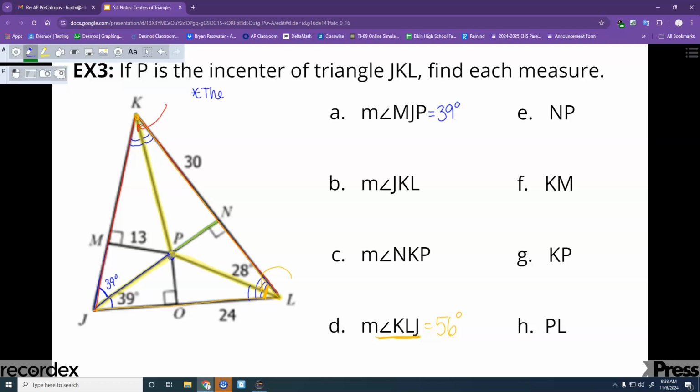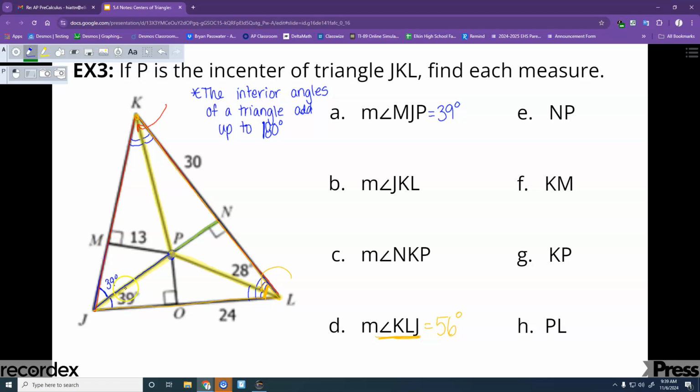The interior angles of a triangle add up to 180 degrees. So, if I look at this big triangle, I know that this is 30, this is 39 and 39.